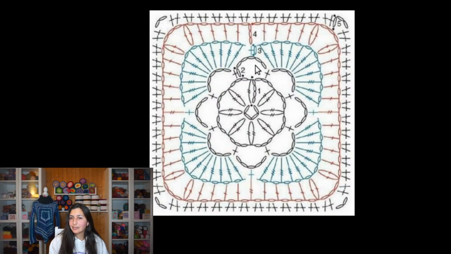Hello, DB. Welcome. For row 5, you slip stitch all the way to the right corner. For row 5, do you slip stitch all the way to the right? Yes, you do. That is correct, Catherine. That is correct.